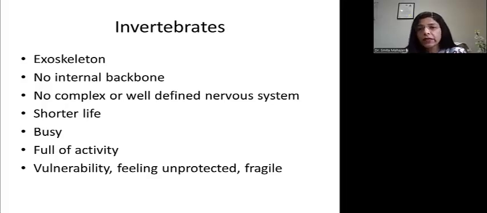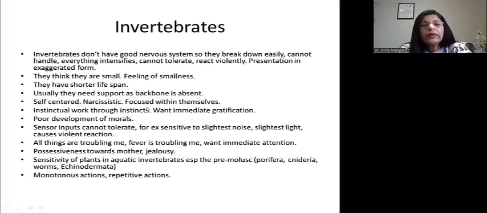They are very hurried. And also there is a feeling of smallness or vulnerability. Because they don't have a backbone, they feel unprotected and they feel very fragile from inside. Again, we are discussing invertebrates. They don't have a good nervous system, so they break down easily. They cannot handle things. So how do we see this when a patient comes to your clinic?